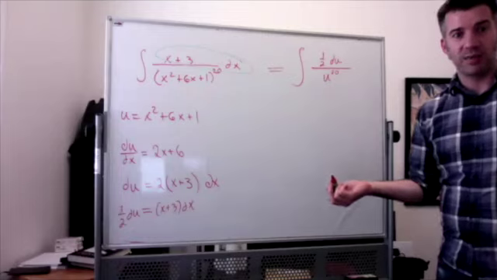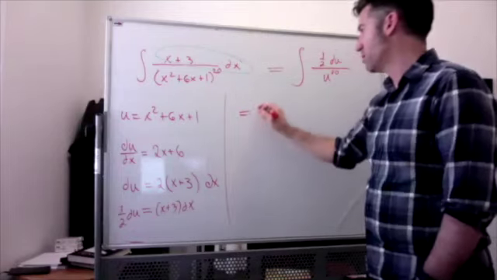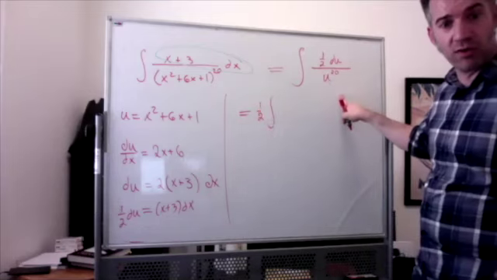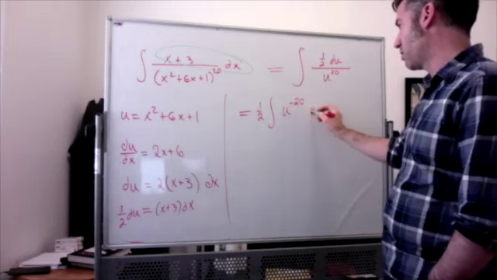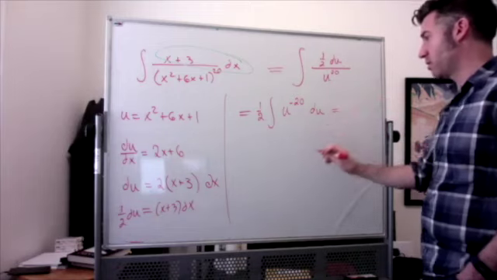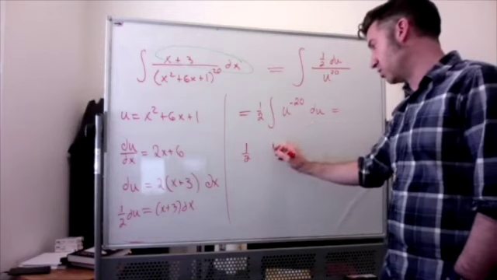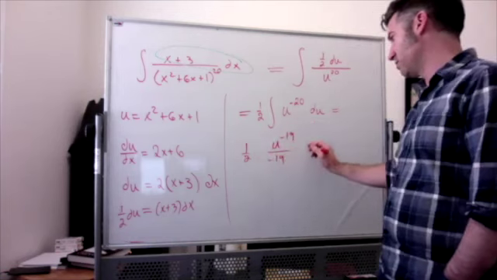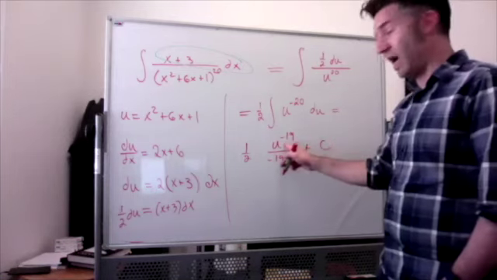A couple ways we can make this a little easier is we can bring the 1/2 out in front of the integral. And then instead of writing du over u to the 20, we can write u to the negative 20th power times du. So that's going to end up equaling 1/2 times, if we anti-differentiate that, we're going to get u to the negative 19th divided by negative 19 plus c. And then I would probably leave it like that.